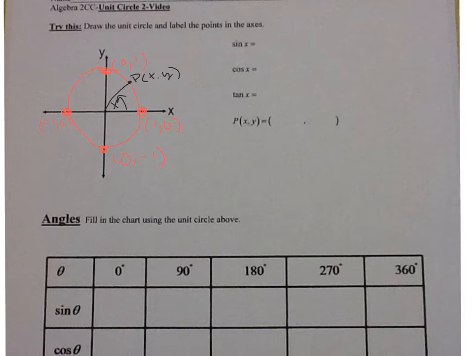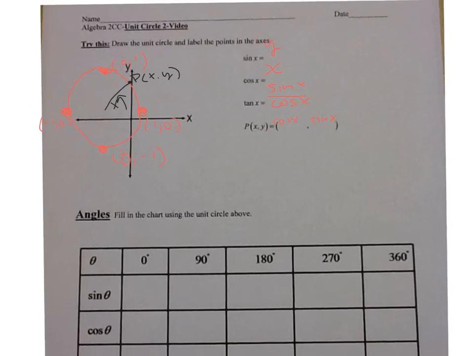It's no big deal. Remember, your sine is your y value. Your cosine is your x value. And tangent is sine over cosine, so it would be sine x over cosine x. Your point x, y would be written as cosine x, sine x. We are now going to fill in this chart with the unit circle.